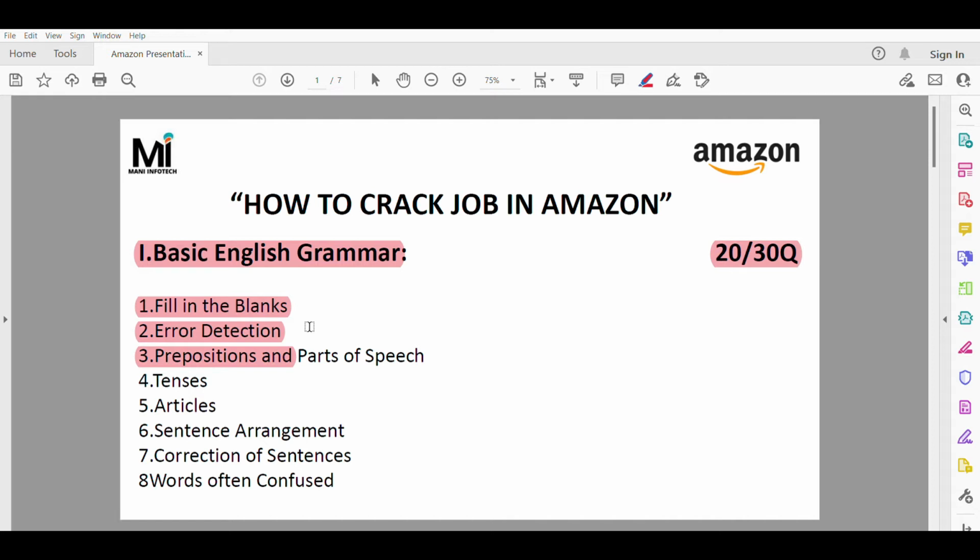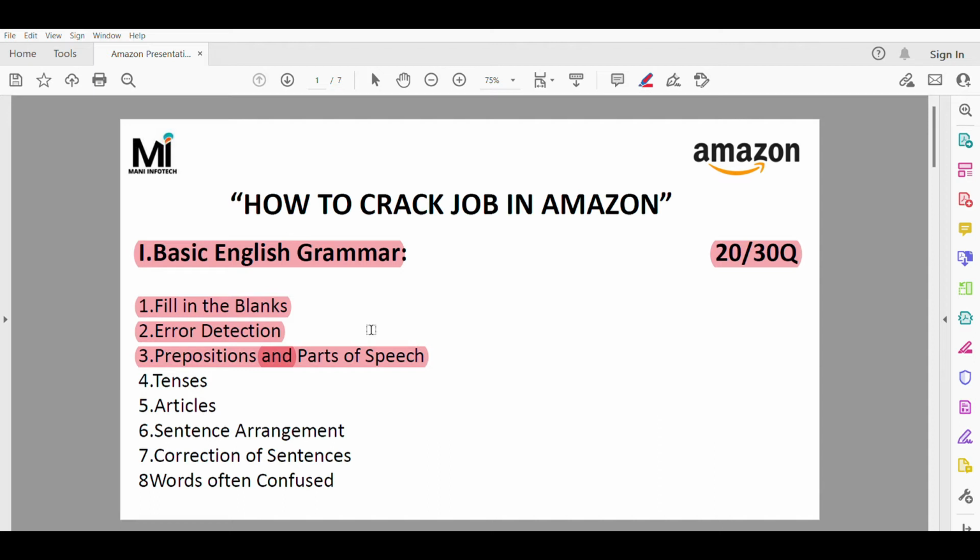The third topic will be prepositions and parts of speech. This topic is very important. We will be provided blanks, and we have to fill them with prepositions. Suppose they ask one question and miss the preposition in between the sentence. We have to answer which preposition is suitable for that blank. In some cases, the test will also comprise parts of speech, so we have to consider which part of speech to use in that blank.